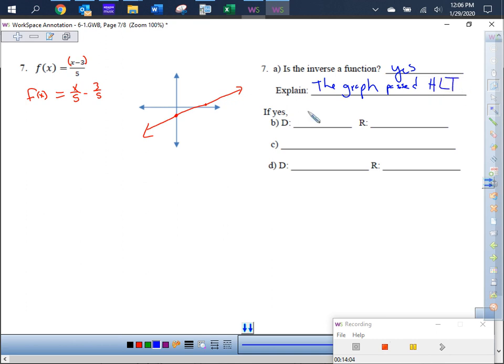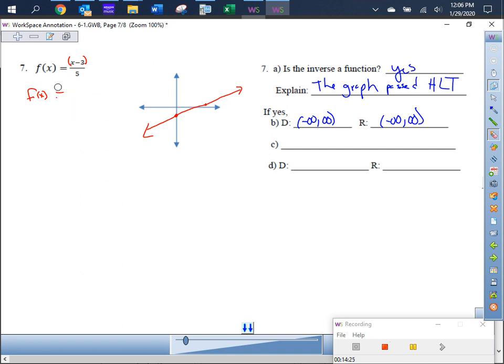And then we get to do these next questions. So part B was find the domain and range of this dude. Well, it's a line. It's an oblique line. The domain will always be all reals. And the range, going from low to high, also all reals. Part C was write the equation of this guy's inverse.